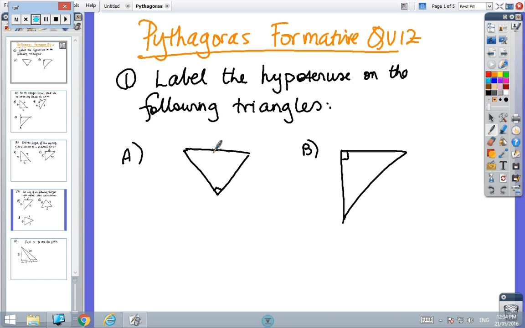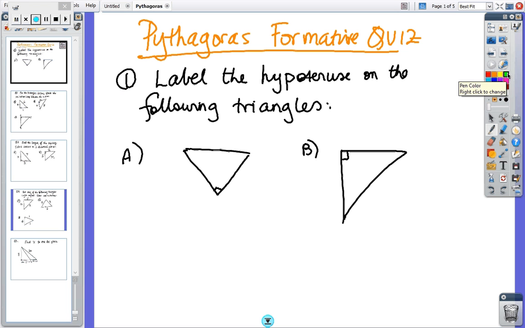The first question is straightforward. Just label the hypotenuse on the following triangles. Pause, and when you're ready, come back live. Just label it with the letter X. Okay, here's the right angle, and the side opposite is the hypotenuse, so we'll just call that X. In part B, here's the right angle, the side opposite is called the hypotenuse, so I've labelled that X.